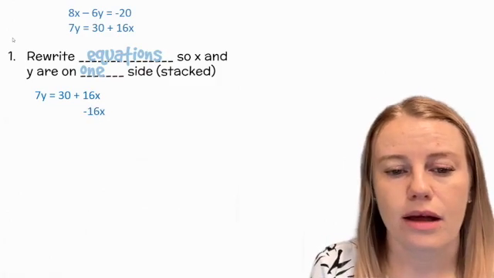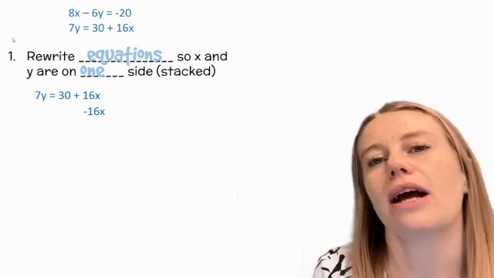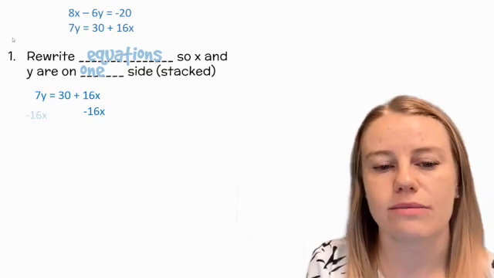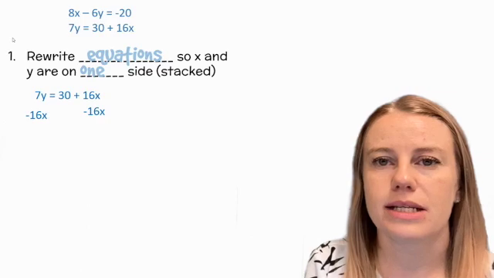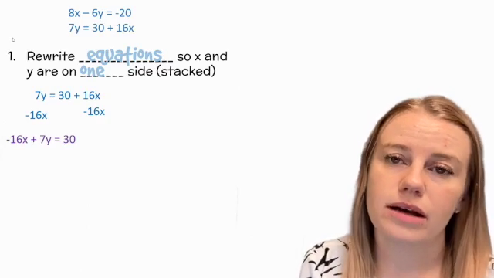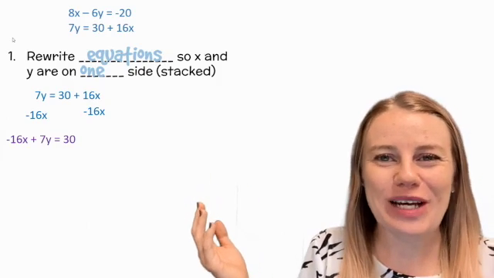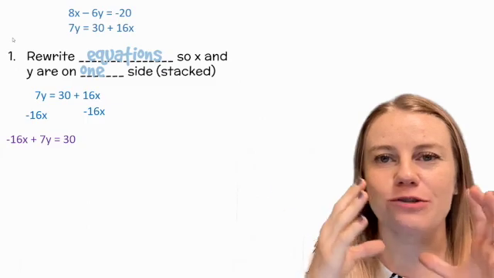So I need to move my x over to that left side. Right now it's plus 16x, so let's move it over by subtracting 16x from both sides. So now we got negative 16x plus 7y equals 30. That's it. This is my new equation. This is what I'm going to be using. It's written in the form that I wanted it.